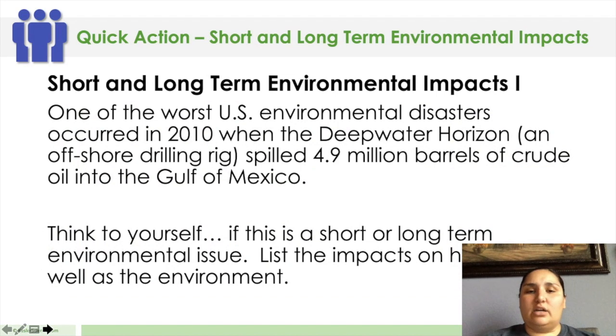All right, so let's start off with a little bit of thinking to yourself. One of the worst U.S. environmental disasters occurred in 2010 when the Deepwater Horizon, an offshore drilling rig, spilled 4.9 million barrels of crude oil into the Gulf of Mexico. So we're going to think to ourselves, is this a short-term or a long-term environmental issue? Once again, 4.9 million barrels of crude oil in the Gulf of Mexico.